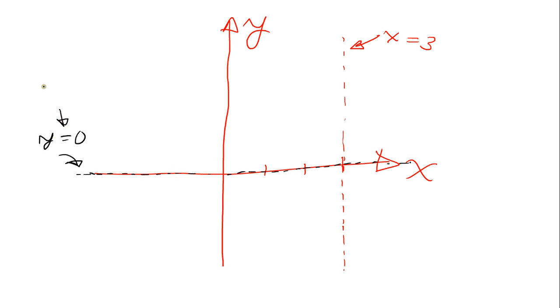This is your horizontal. Ugh, really bad with the words horizontal and vertical. Okay, this is your horizontal asymptote, and this is your vertical asymptote.